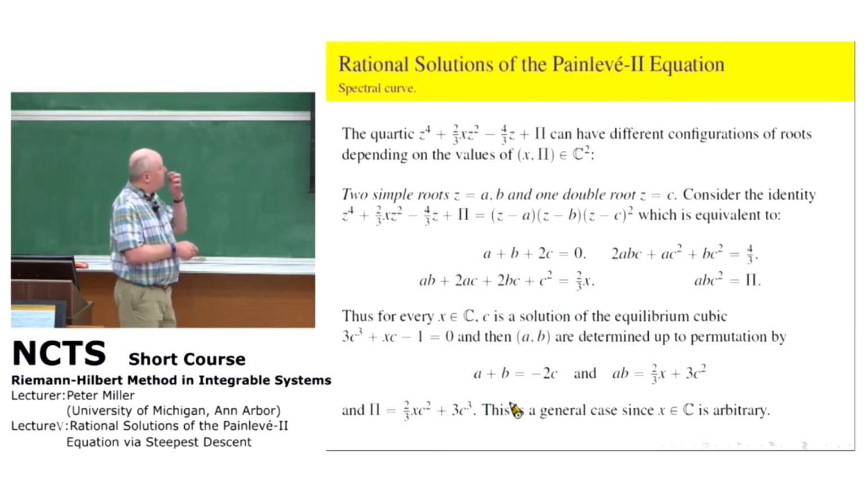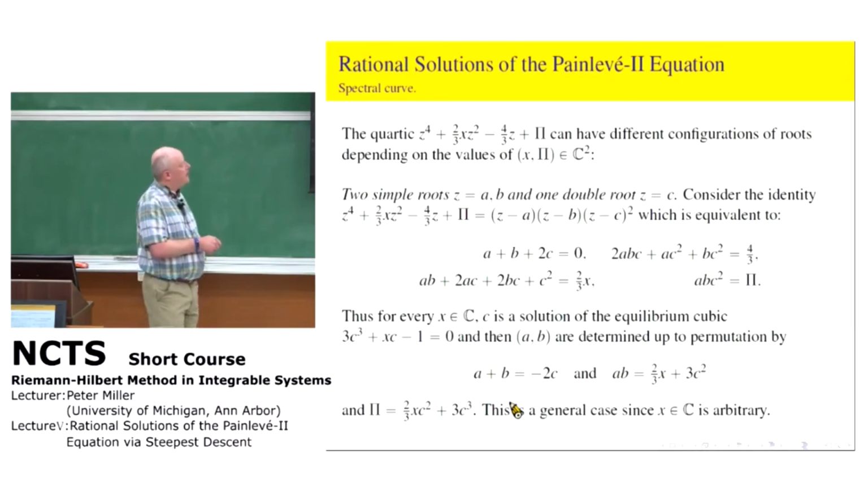And so for every point x in the complex plane, you find that you can eliminate the a and the b, and you discover that c has to be a solution of the equilibrium cubic equation that we've seen before, with f0 dot as the variable. And then A and B are determined up to a permutation in terms of C and the value of x by these quadratic relations here.